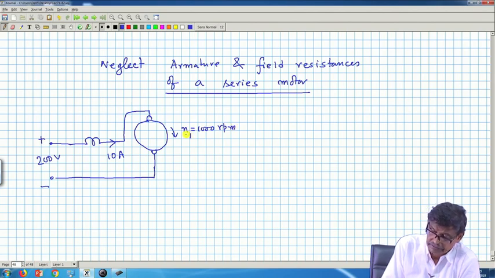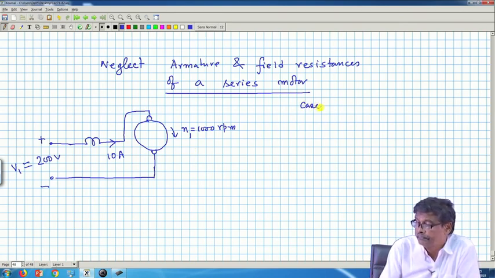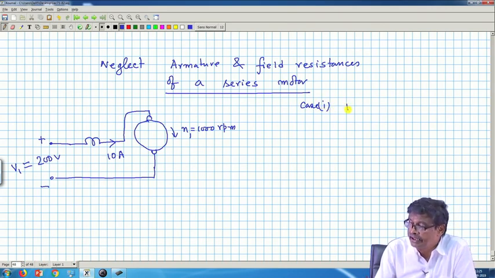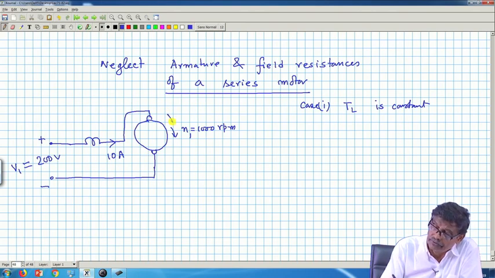So, this is N1 and this is V1, applied voltage, 10 ampere like that. It is doing like this. Okay. And suppose I say case 1, TL is constant. No matter at what speed the rotor rotates, load torque, opposing torque is constant. So, we know this is T and this is TL.